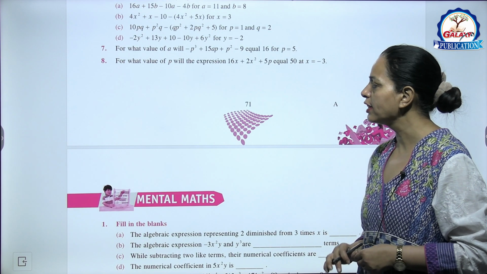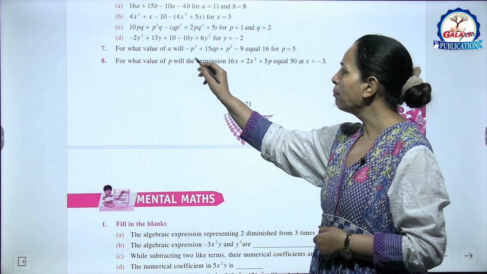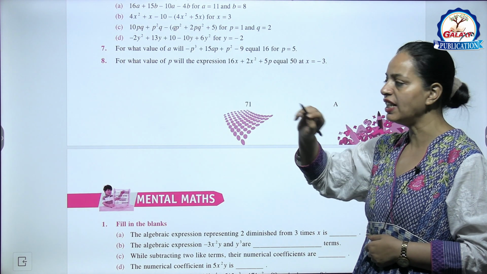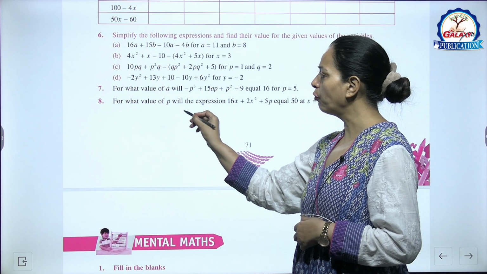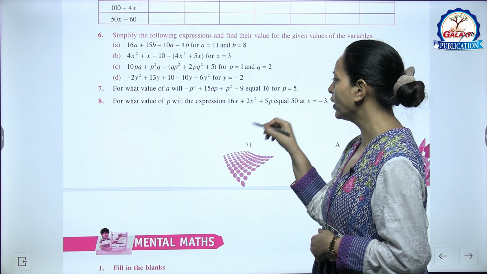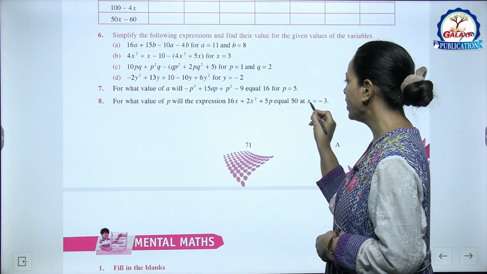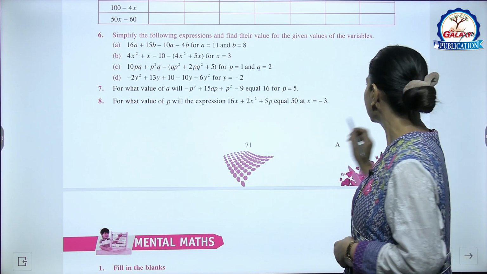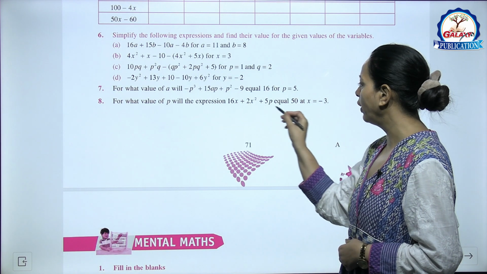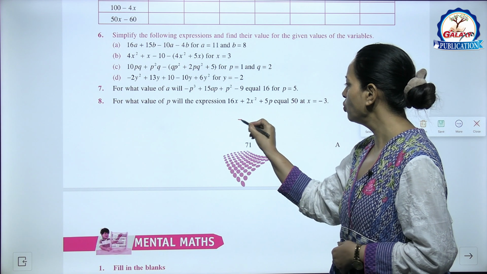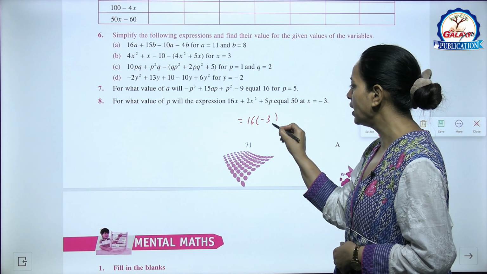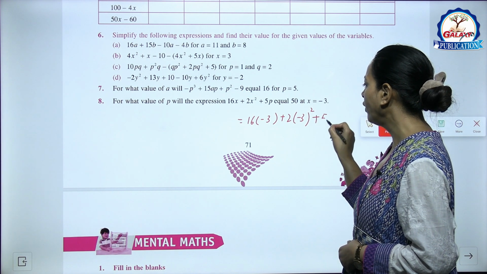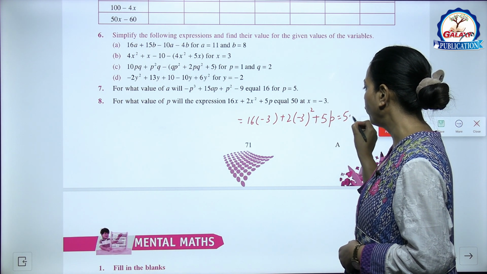See the question number 7, for what value of a will minus p cube plus 15ap plus p square minus 9 equal to 16? Now see 8th question, for what value of p will the expression 16x plus 2x square plus 5p equal to 50 at x equal to minus 3? Now we have to find p. We know x is minus 3 and the expression value is 50. So now substitute 16 into minus 3 plus 2 into minus 3 power 2 plus 5p equals to 50, right?